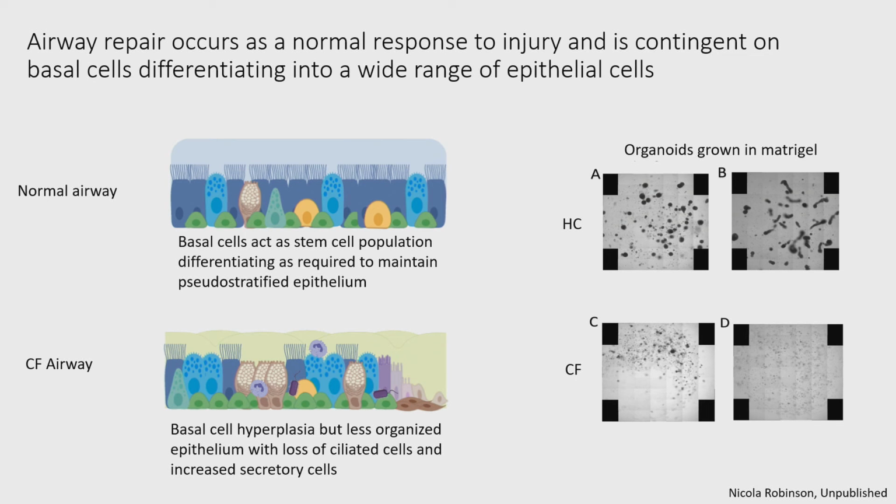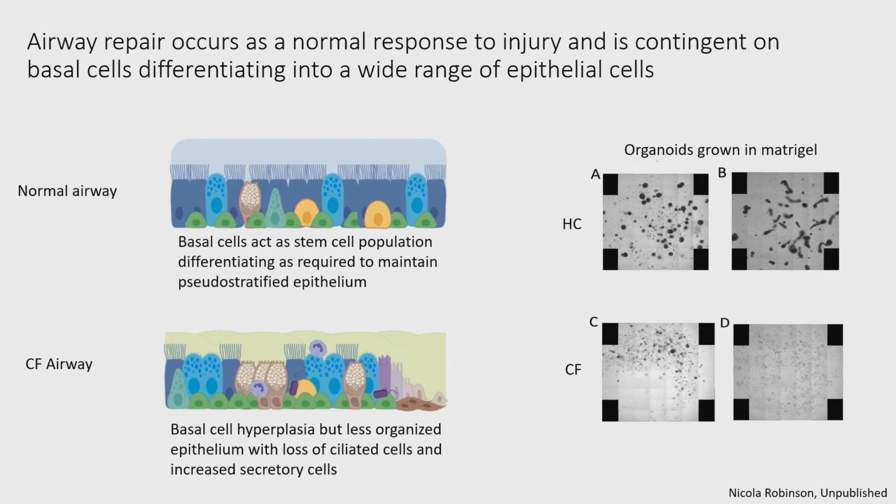So airway repair occurs as a normal response to injury. It occurs in all of us consistently, and is contingent on basal cells that can migrate to the site of injury and differentiate into a wide range of epithelial cells that you'll see in the pseudostratified epithelium. And basal cells sit quite happily as a stem cell population in normal healthy airways.